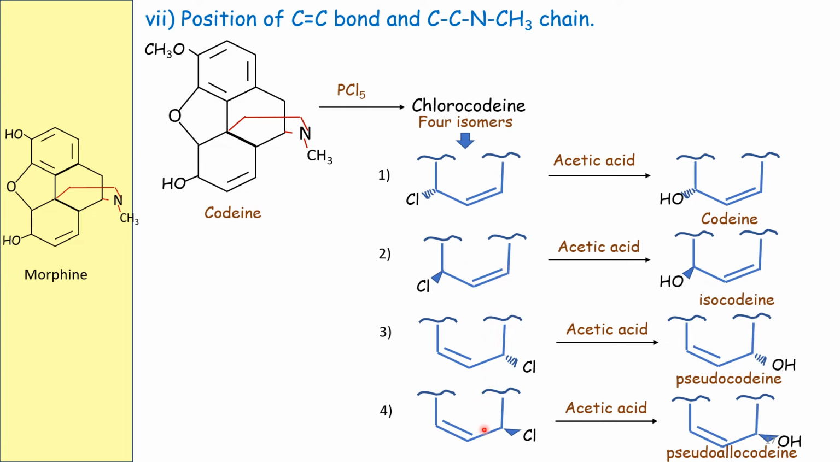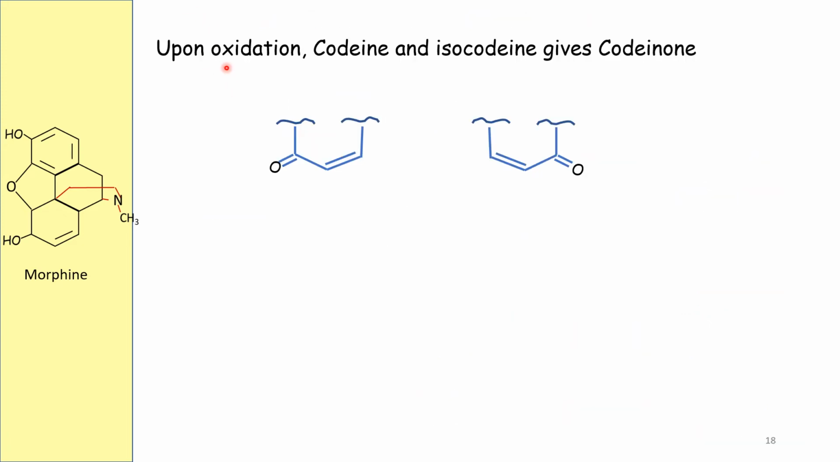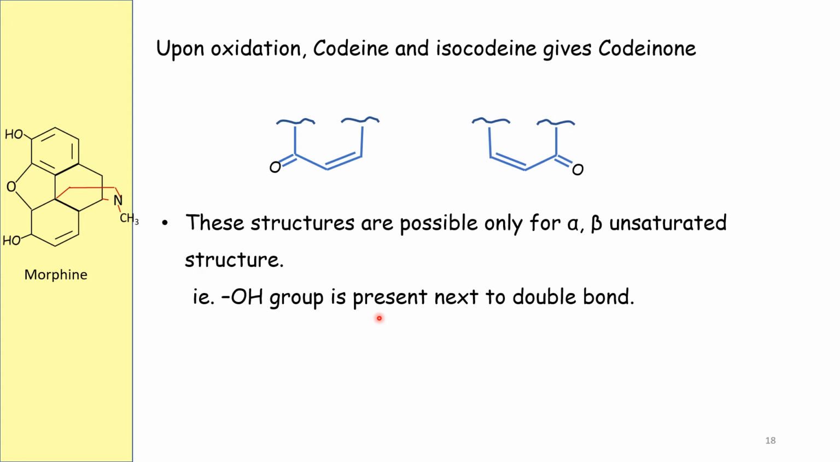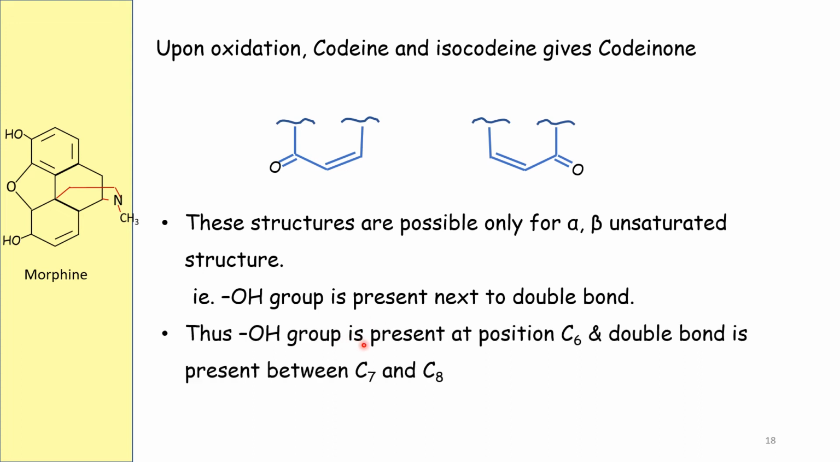And these are the remaining 3 isomers. These are the positional isomers like this. When treated with acetic acid, the chlorine atom is replaced by OH groups. This is codeine, this is isocodeine, this is pseudocodeine, and this is pseudoallocodeine. Upon oxidation, codeine and isocodeine give codeinone. These are the partial structures of codeinone. These structures are possible for an alpha beta unsaturated structure. That is, the OH group is present next to the double bond. And thus the OH group is present at carbon atom number 6, and the double bond is present at C7 and C8 in morphine. Thus the secondary OH group is present at position number 6.